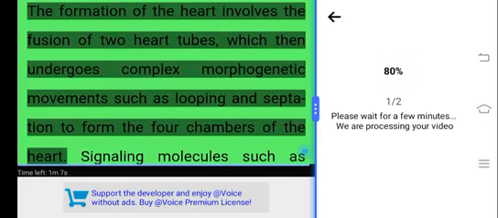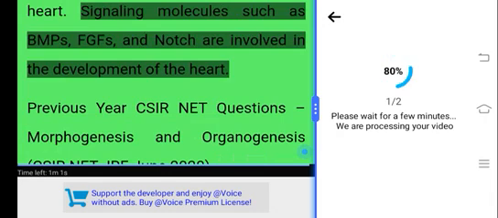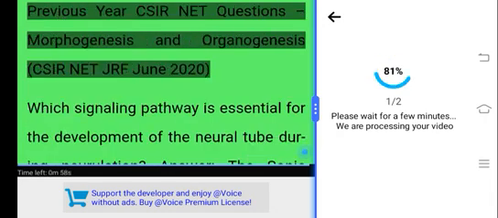Heart development. The formation of the heart involves the fusion of two heart tubes, which then undergo complex morphogenic movements such as looping and septation to form the four chambers of the heart. Signaling molecules such as BMPs, FGFs, and Notch are involved in the development of the heart.